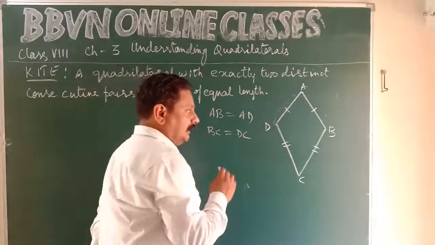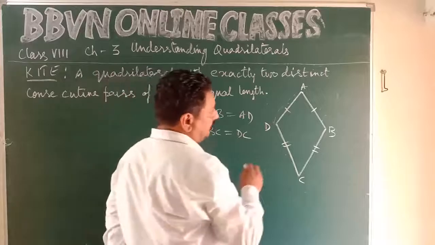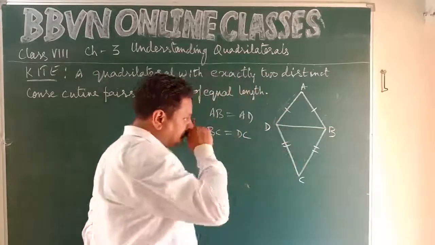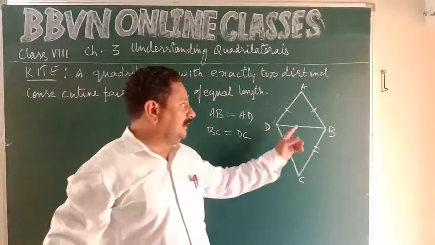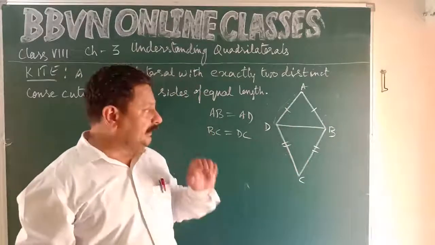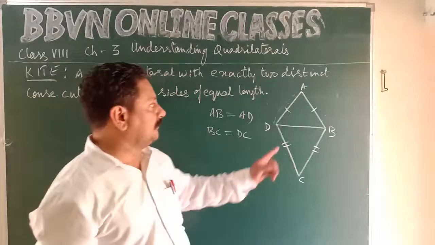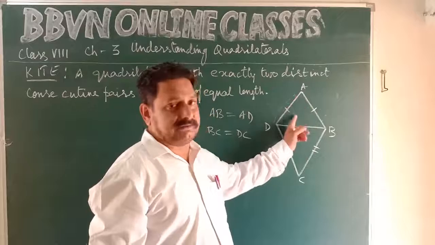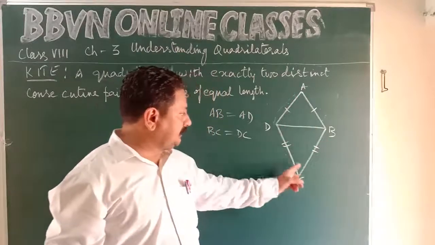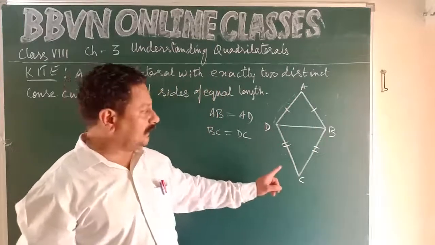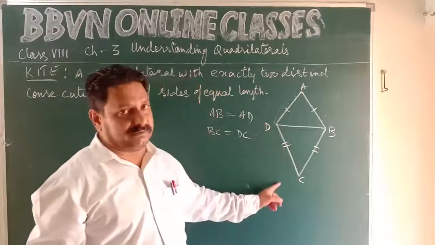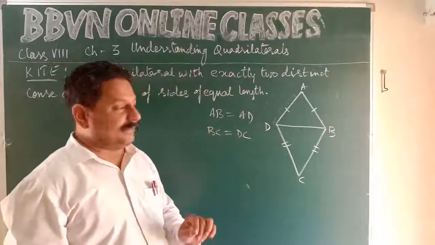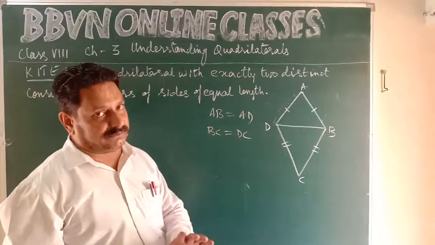And you know very well, in a quadrilateral, we always have two diagonals. BD is a diagonal. This diagonal BD divides this particular quadrilateral into two isosceles triangles. Triangle ABD is an isosceles triangle because its two sides are equal. In the same way, BCD is again an isosceles triangle as BC is equal to DC. So one of the diagonals divides a kite into two triangles which are isosceles.